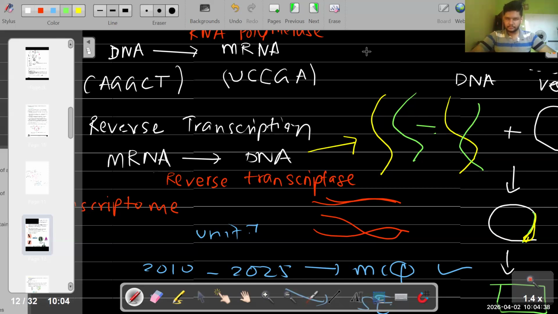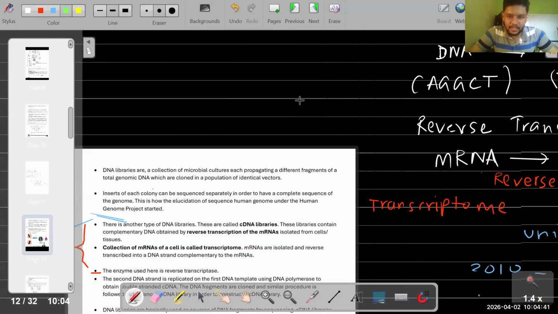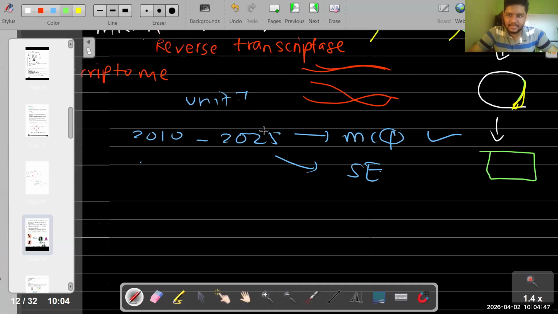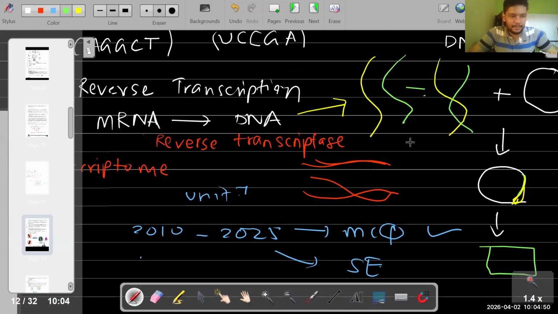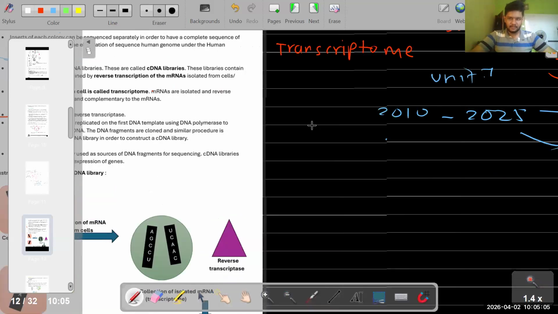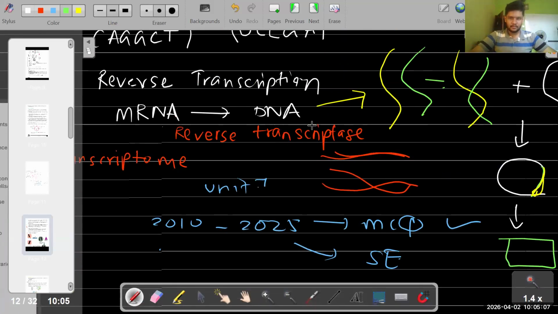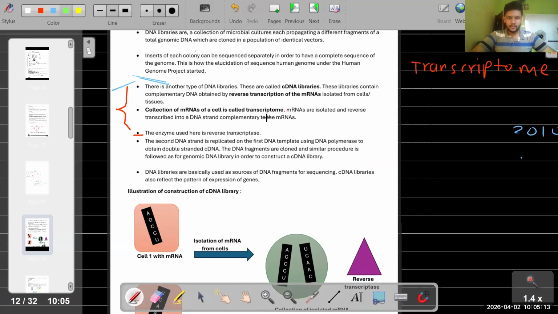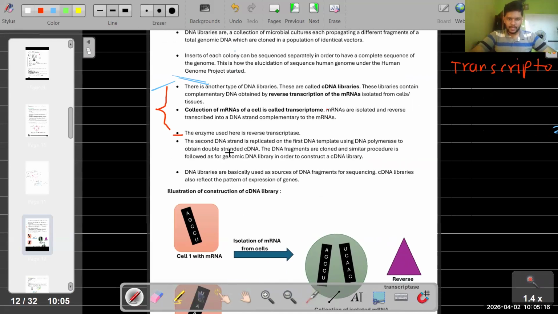This is the DNA strand. So here they have used the words second DNA strand. Second DNA strand means this green color one, which was produced by the DNA polymerase. Can you understand? Okay, now let's see. The second DNA strand is replicated on the first template DNA. Template DNA means which color one? Yellow color one. Very good. Using DNA polymerase to obtain double stranded complementary DNA, to produce a complementary DNA.